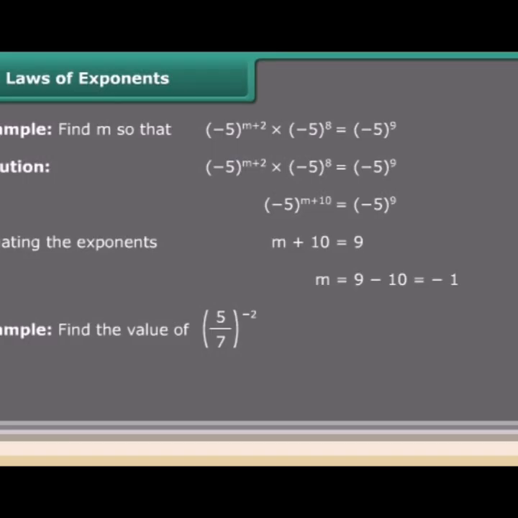Example, find the value of (5/7)^(-2). Solution. (5/7)^(-2) is equal to 5^(-2) upon 7^(-2), which is equal to 7^2 upon 5^2, which equals 49 upon 25.